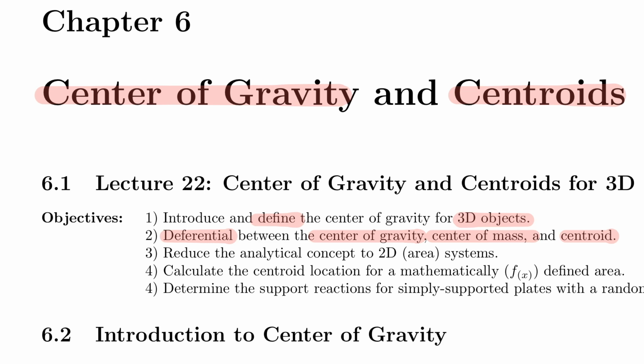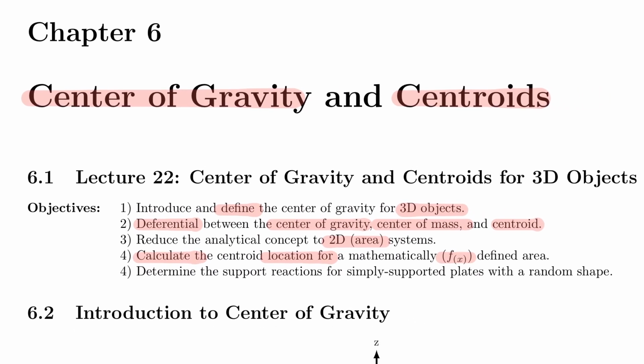Once we've done that, we will actually reduce our analysis to look at only 2D systems, because you will see those most often. And as you will see in the homework that I will look at with you in just a second here, you will mostly deal with two-dimensional systems. Then we will calculate, of course, the centroid location for a specific defined area, and we will define that through a function that looks scary at first, but hopefully I will be able to decipher that for you.